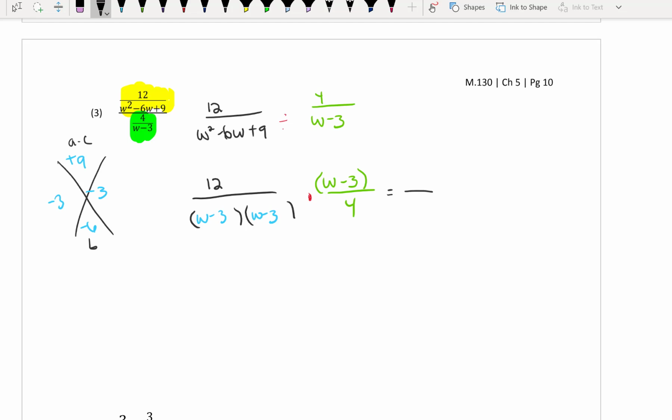So if I were just to rewrite it nice and easy, I have my 12 times my w minus 3. I have my w minus 3 times my w minus 3. And I also have a 4 that I'm going to write out in front. So now I know that 4 goes into 12 3 times, and I know this w minus 3 can cancel out. So I'm left with a 3 and a w minus 3.